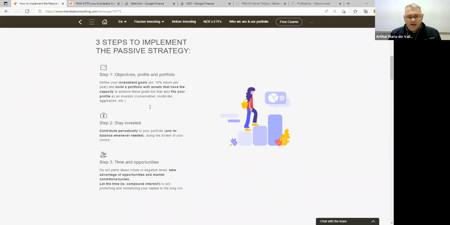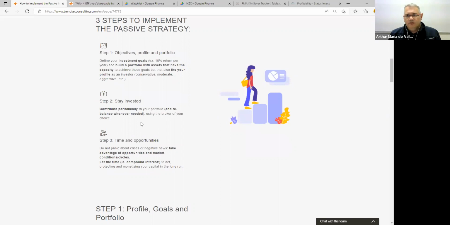Good. The second main step is you should stay invested. So remember, do not try to time the market. Oh, now the market is going down, so I will sell my assets, sell my investments, and then I will return when I think the prices cannot go even worse. So the idea is stay in the market, do not panic, okay?